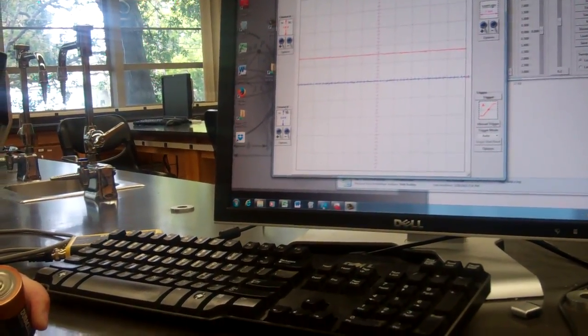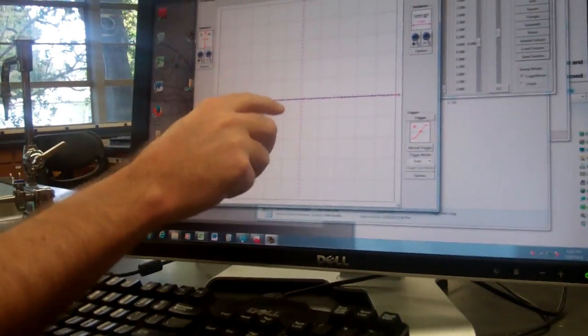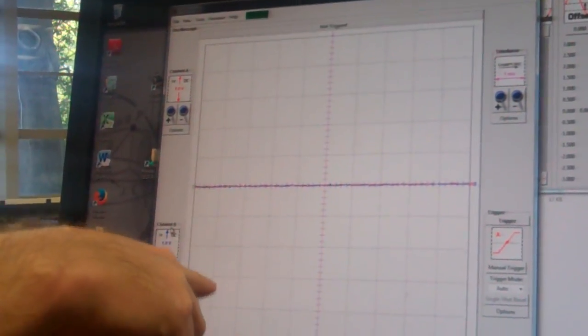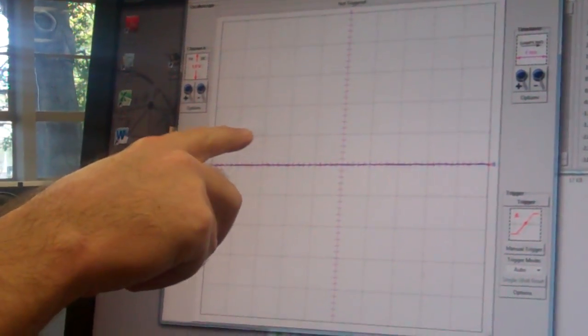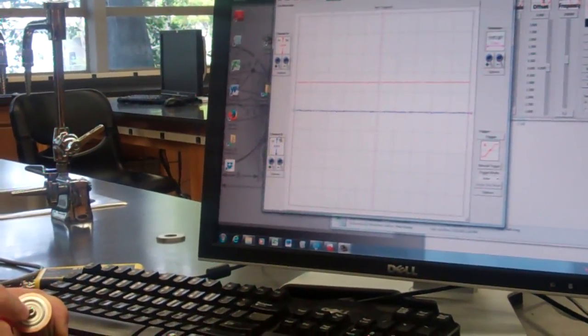How far? Well, it looks like about 1.5 divisions. A division is a box. There's 10 boxes going across and 10 boxes going up and down. So 1 box is a division. And right now we're set at 1 volt per division. If you look at it, that would mean that this is 1.5 volts.